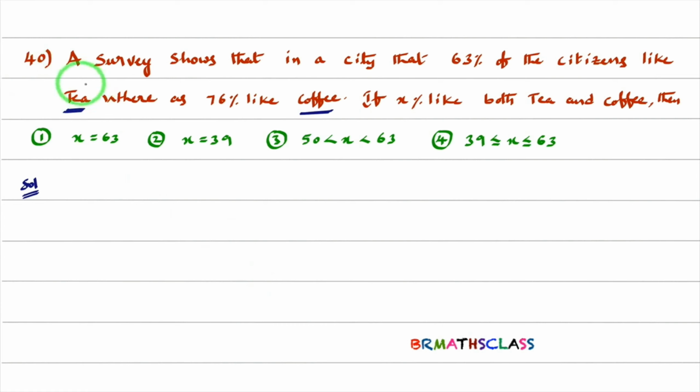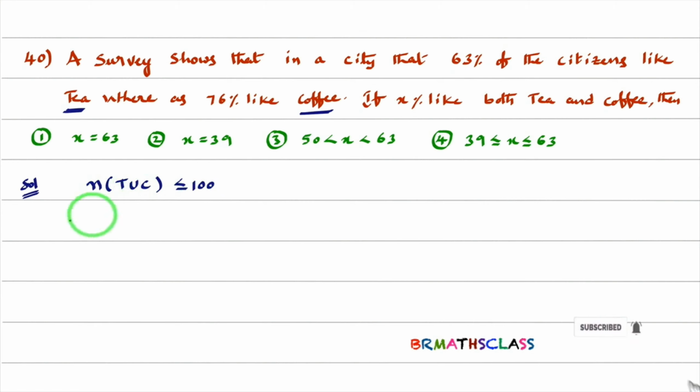Question number 40. What is the given information in the question? A survey shows that in a city, 63% of the citizens like tea, whereas 76% like coffee. If X% like both tea and coffee, then which of the following options is correct? From the synopsis, we know this point: N of T union C is less than or equal to 100, because we are considering in terms of percentage. Here N of T means the number of people who like tea, N of C means the number of people who like coffee.